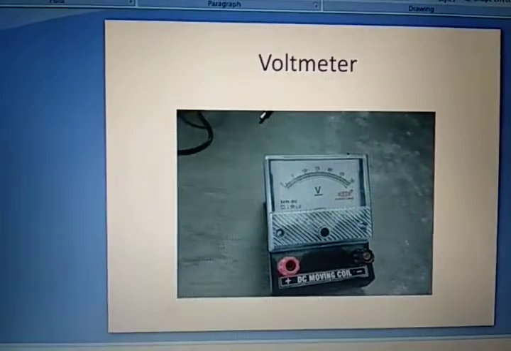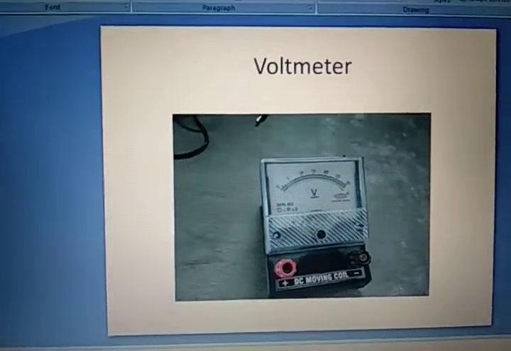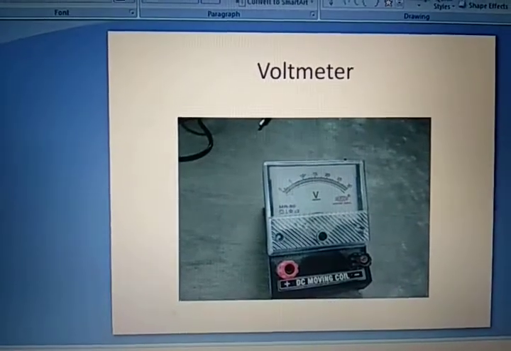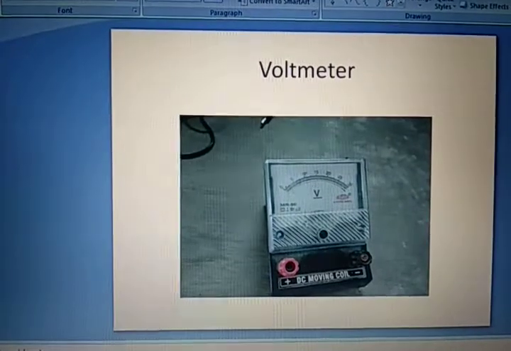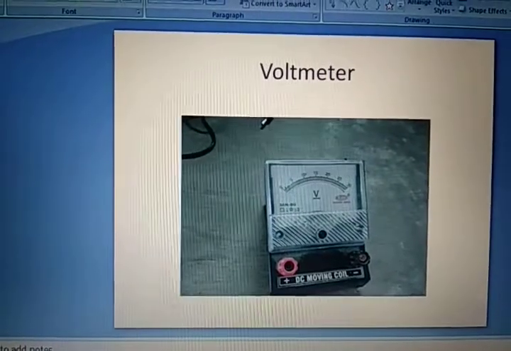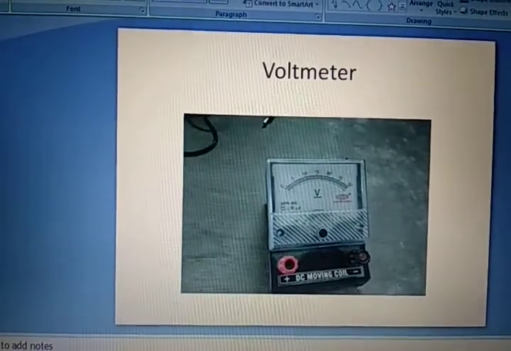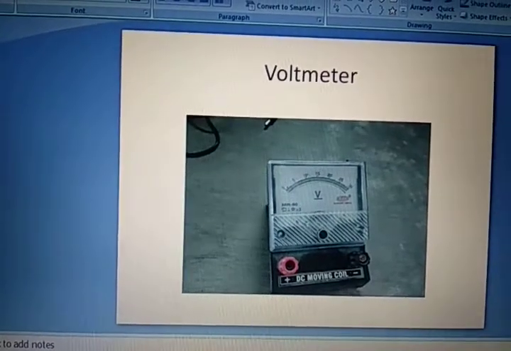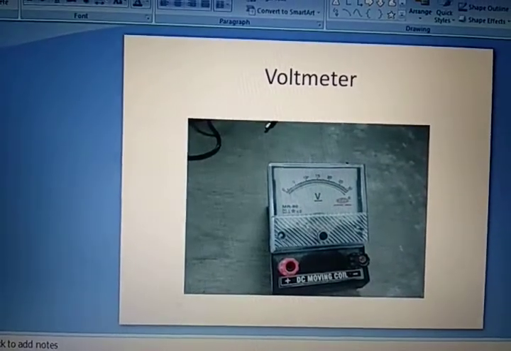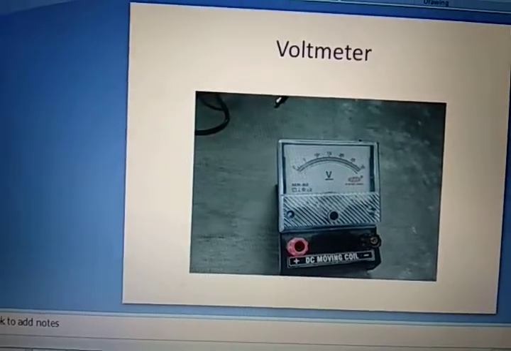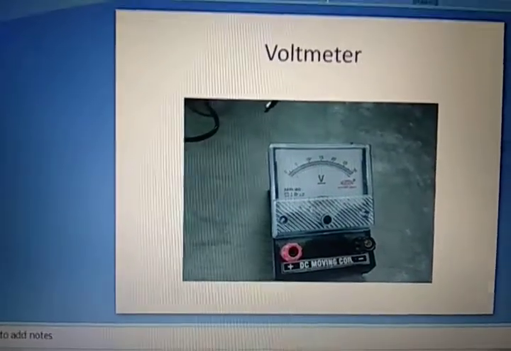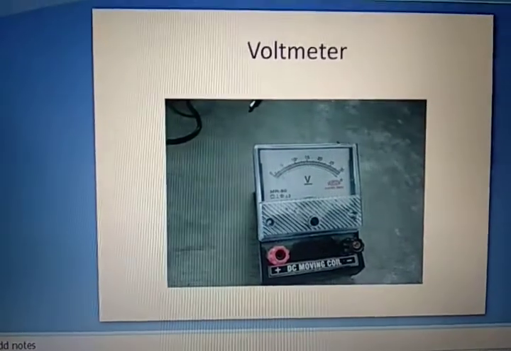There will be two ports. The two ports will be connected to the ends where we are going to measure the voltage. The voltmeter is connected in parallel across the element wherever we are going to measure the voltage. As we are observing, there is a scale, and that scale will give us the value of the voltage.